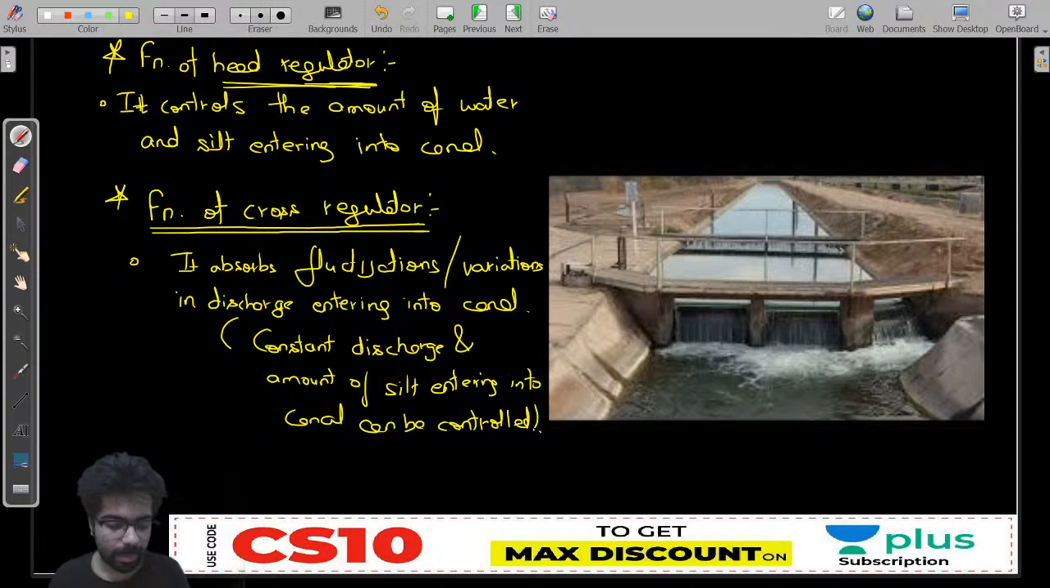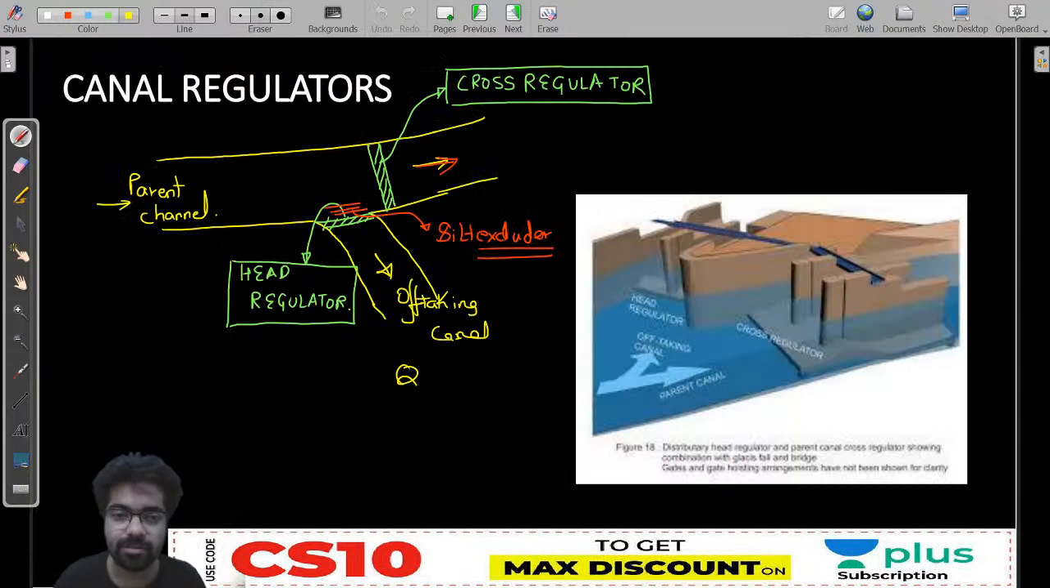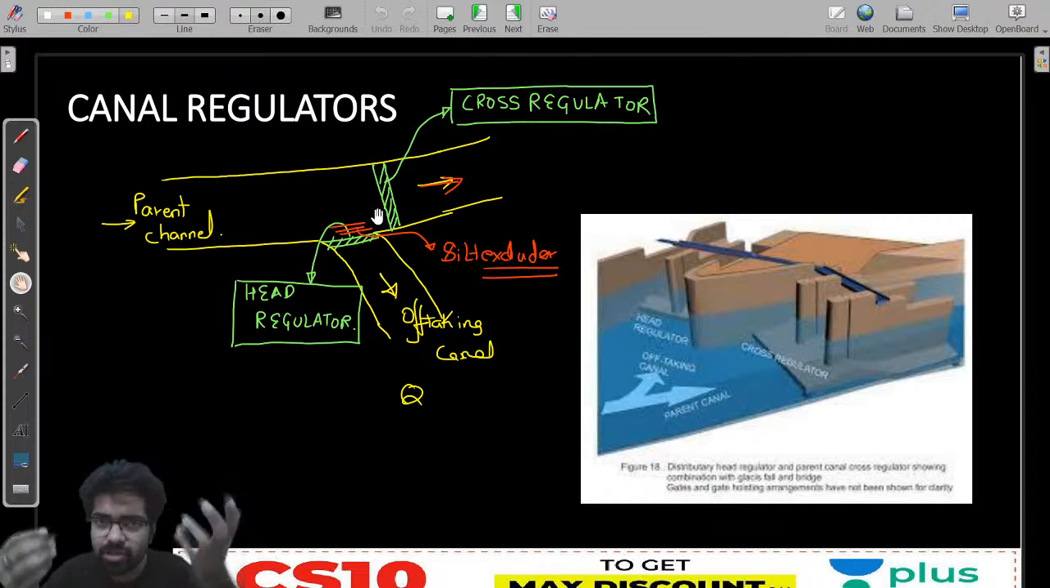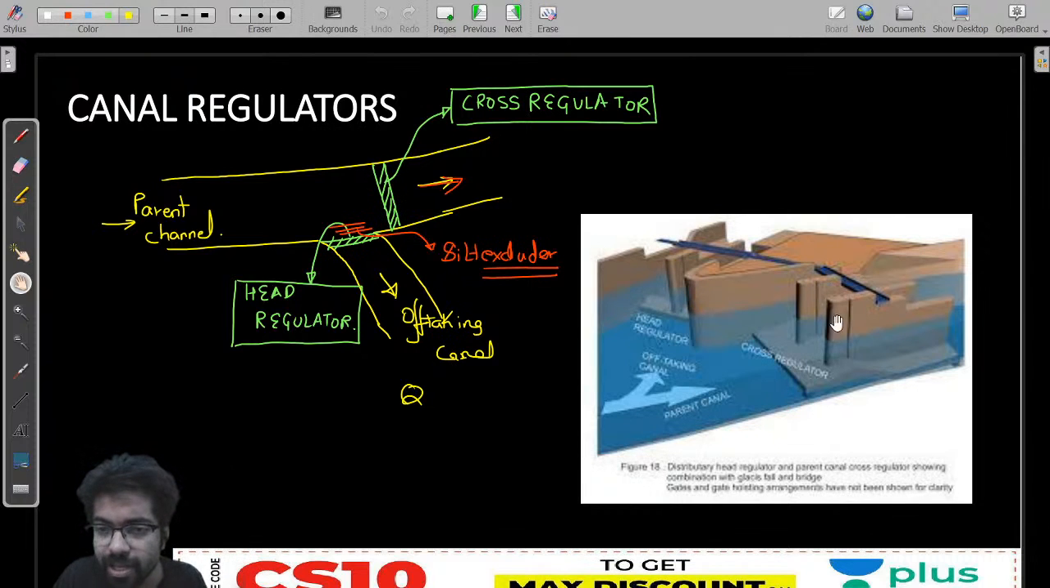One doubt is here. Malaya is asking, are regulators more efficient than weir? Malaya, you are confused now. Listen, this cross regulator is your weir only. That weir thing which was constructed across a river was a cross regulator. Weir was one example, barrage was one example. If you provide gates here, you will call it a barrage. See, these are your piers. If gate is provided here, that is your barrage. If a wall is constructed, then that is your weir. Are you getting it? Okay.